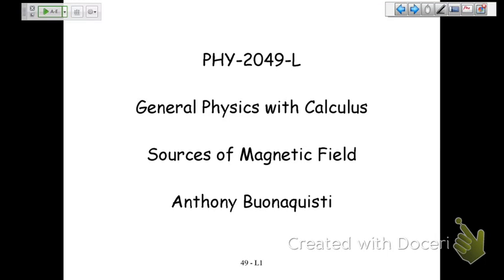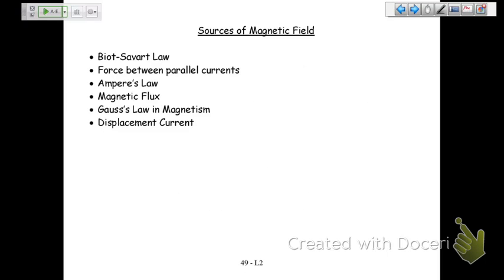So this is going to be welcome. This is going to be the sources of magnetic field. And so we're trying to figure out about coils and the like. And we're going to introduce, we're not going to justify, we're going to introduce a thing called Biot-Savart law. And it looks a bit complicated, but it's just an equation.